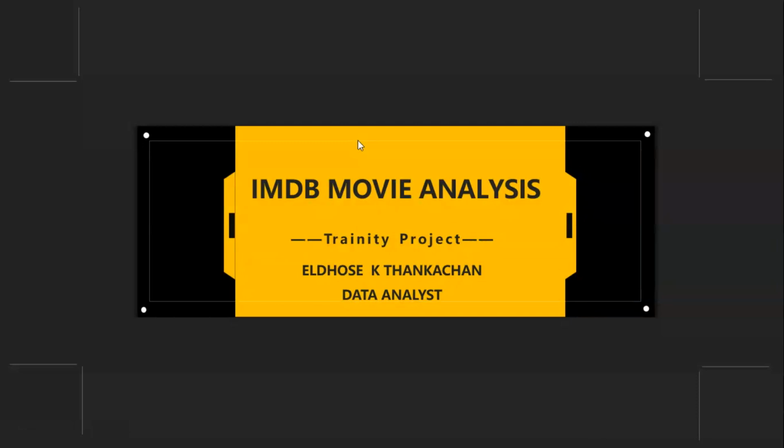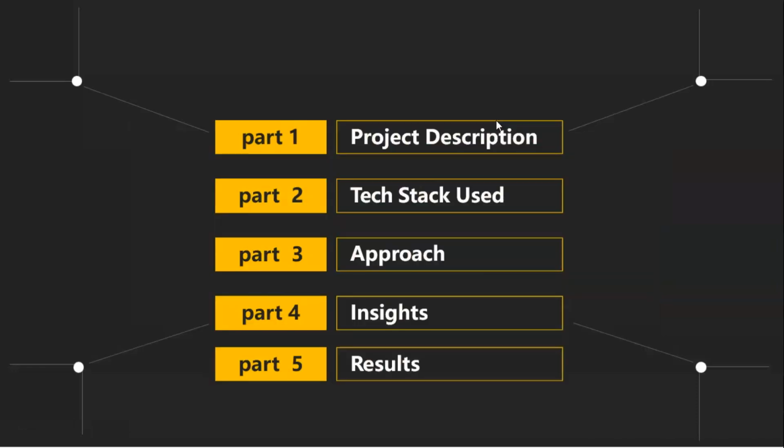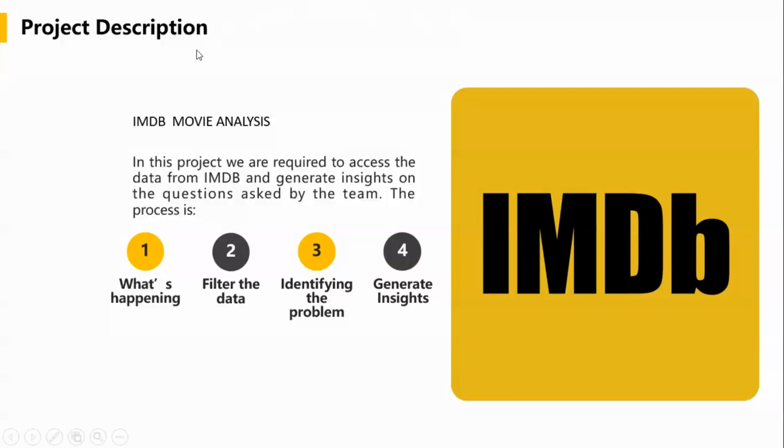So let's dive into IMDb movie analysis. In this, we mainly focus on movies data for analysis. The main points are project description, tech stack used, third is approach, then insight, then results. This is the project description. Mainly, we can say four steps. First is what is happening. Second, filter the data. Then the third one is identifying the problem, and the fourth one is generating the insight.